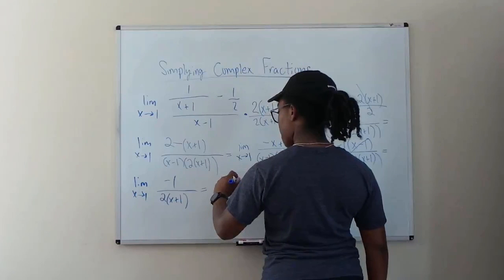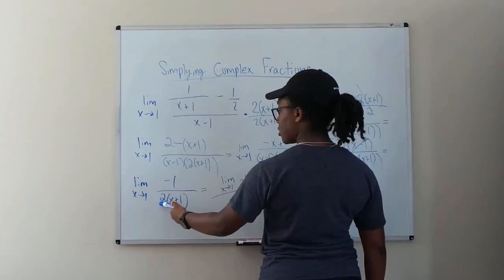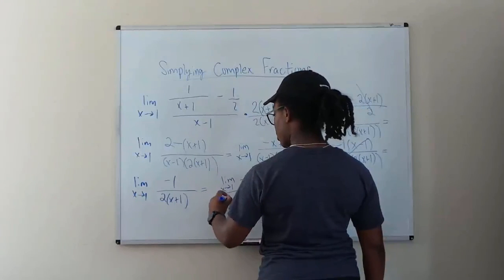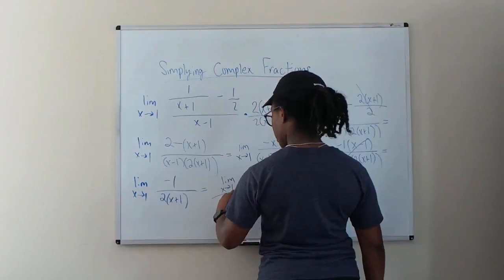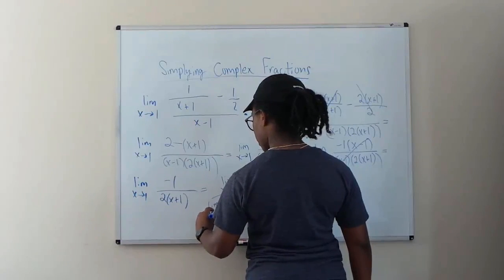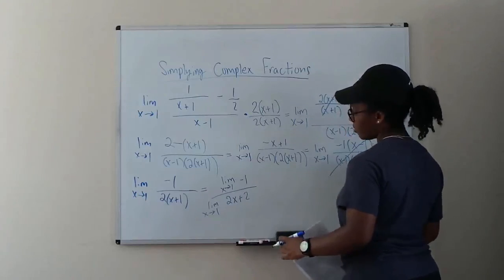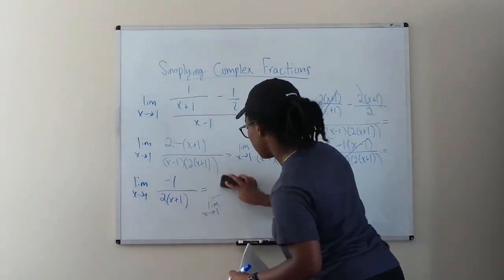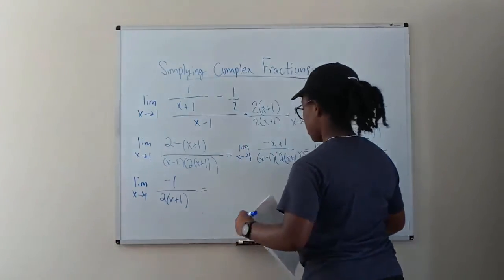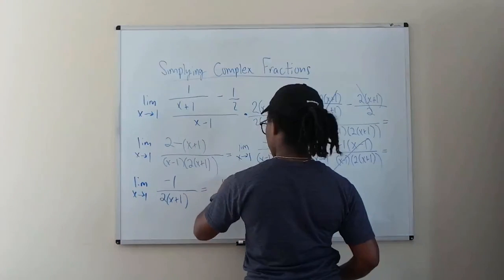So let's use that. And then I'm just going to multiply this out, so it's 2x plus 2. So 2x plus 2, the limit as x approaches 1. Okay, so this on the top is just going to be, oops, kind of sideways, so let me write that. Okay, so the limit as x approaches 1 of -1.